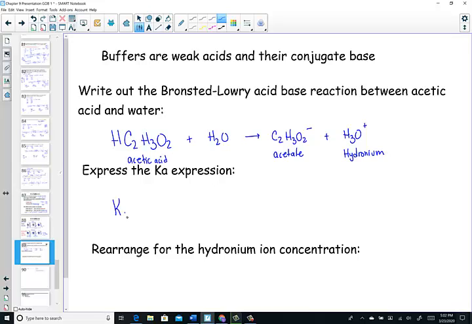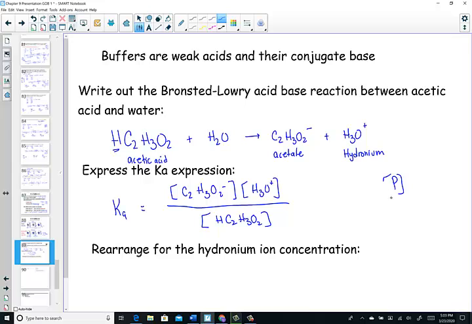Write out the Ka expression, which takes us the products over reactants, where the water will drop out. So we have the conjugate base, H was donated to the water, right? This hydrogen was donated to the water, so that gives us the conjugate base of acetate, times the conjugate acid of water, which is hydronium, all set over the original molecule of acetic acid. So here we have just products over reactants, giving us the equilibrium constant known as Ka for acids.